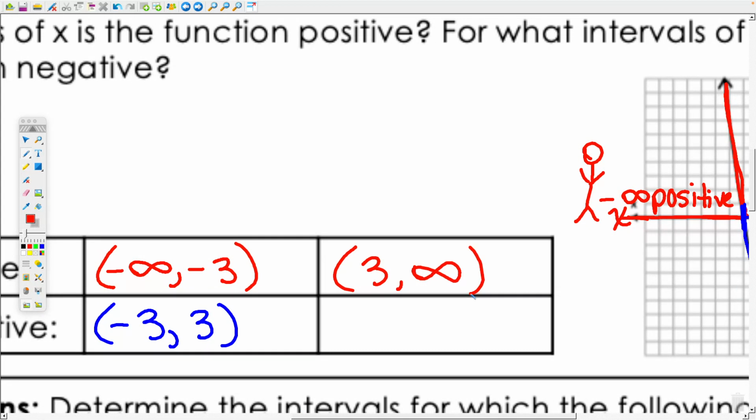Do I have any more negative intervals though? No. So just leave that other box blank, because there aren't any more negatives, okay?